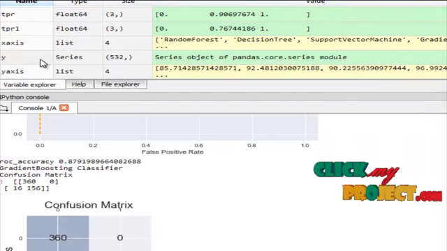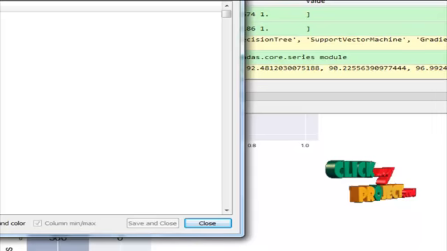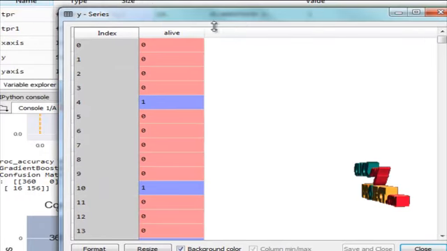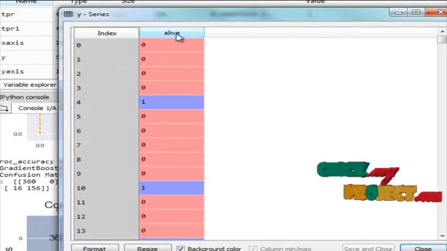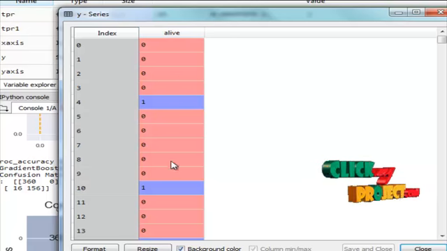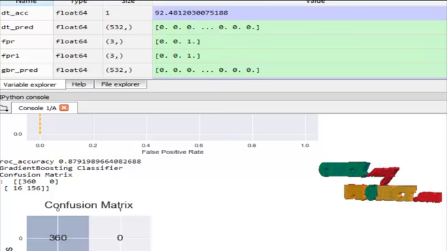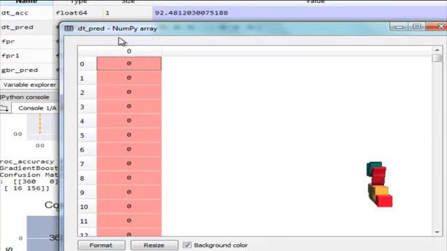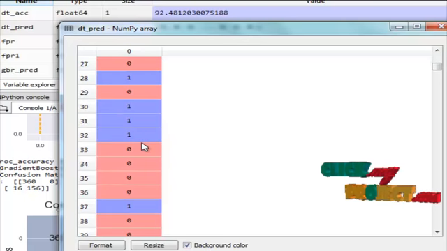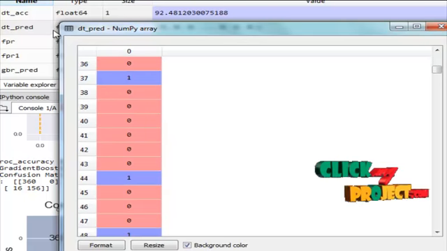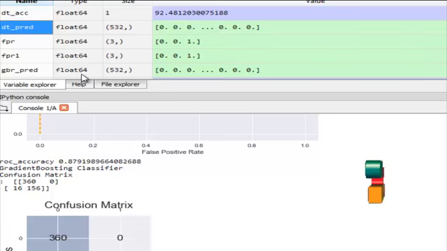And last one, the Y variable. This is our target variable. So this is our target. So we have to predict the values of our Y dataset. And now come to the algorithm. This is the decision tree prediction values. They are stored in the DT pred.